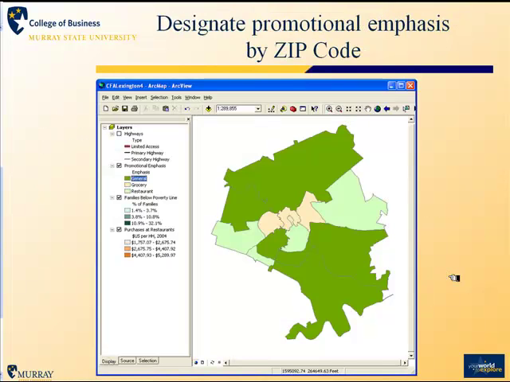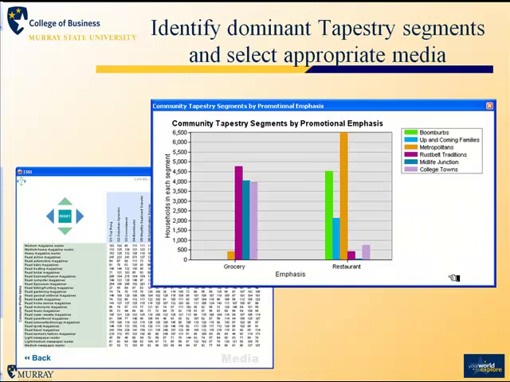So you'll end up with a map like this that indicates the nature of the target segment that you're working with, whether you're focusing on general consumption or grocery or restaurant promotion, and how they're allocated across the city.